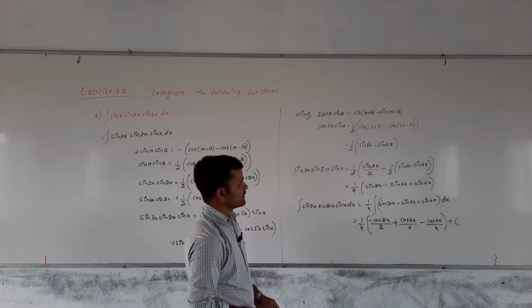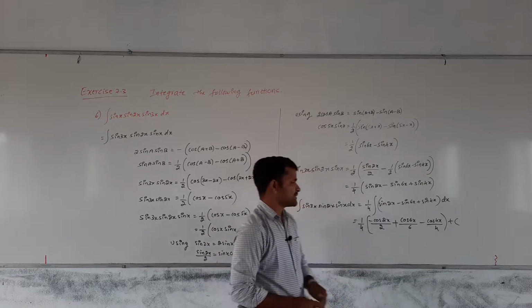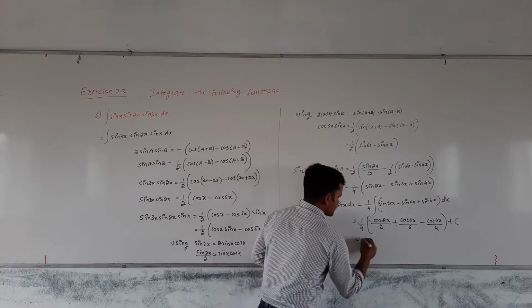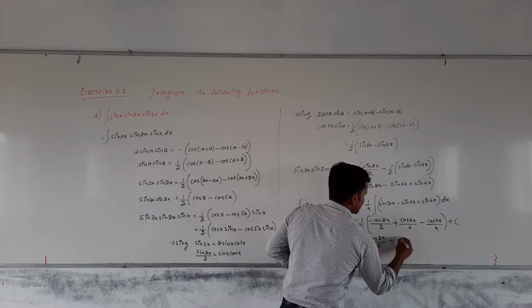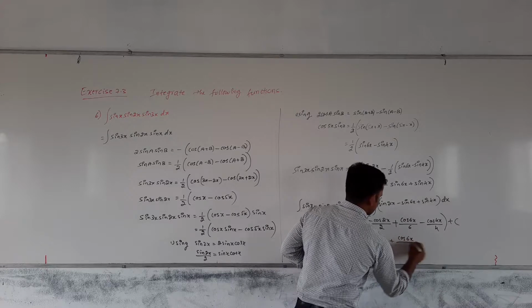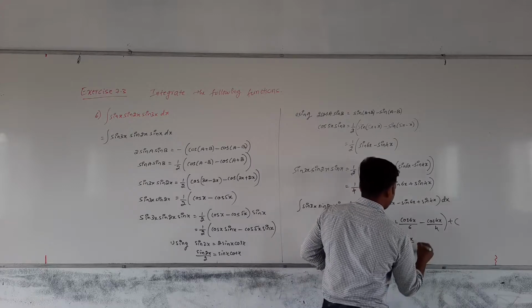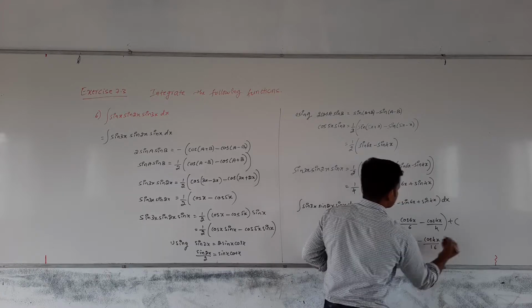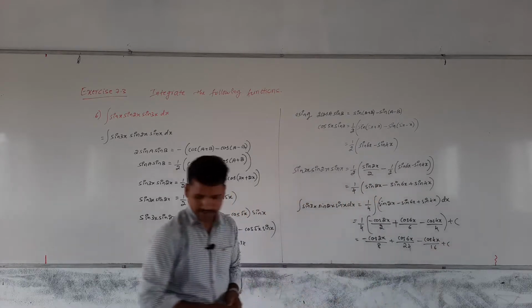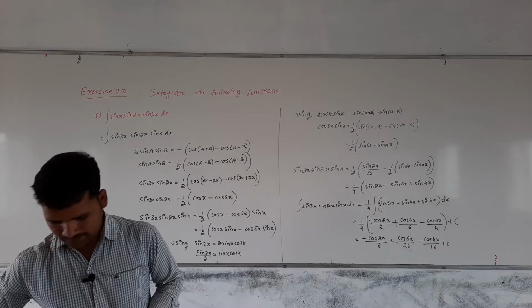Here this 1 by 4 we can multiply with all three terms. This becomes minus cos 2x by 8 plus cos 6x by 24 minus cos 4x by 16 plus c as the answer. Thank you.